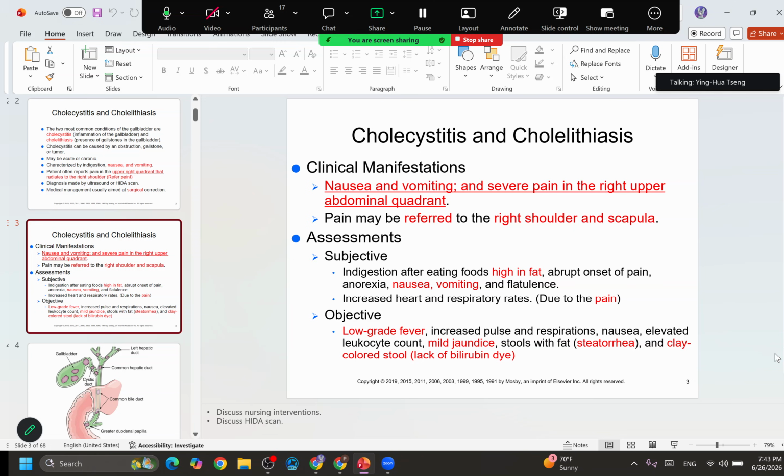And because we don't have bile, the fat is not digested or broken down, so your stool is covered with lots of fat. That's why we call it a fatty stool, which is called steatorrhea. Also, the stool is not dyed by the bilirubin, so the stool has no color at all. It means a clay-colored stool is like one not dyed by bilirubin.